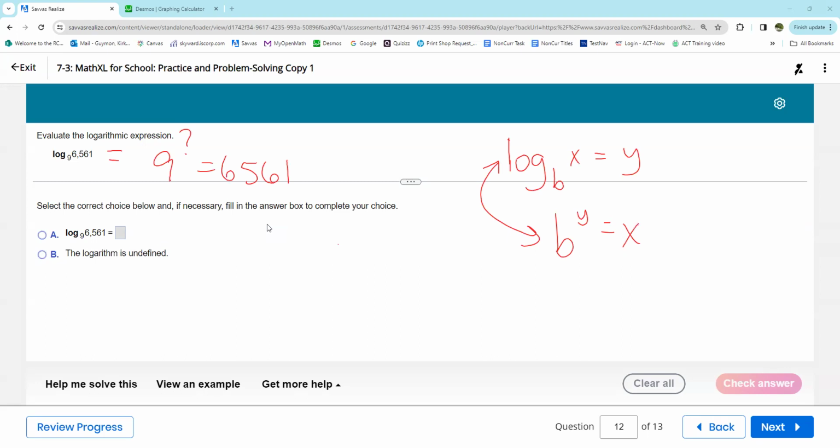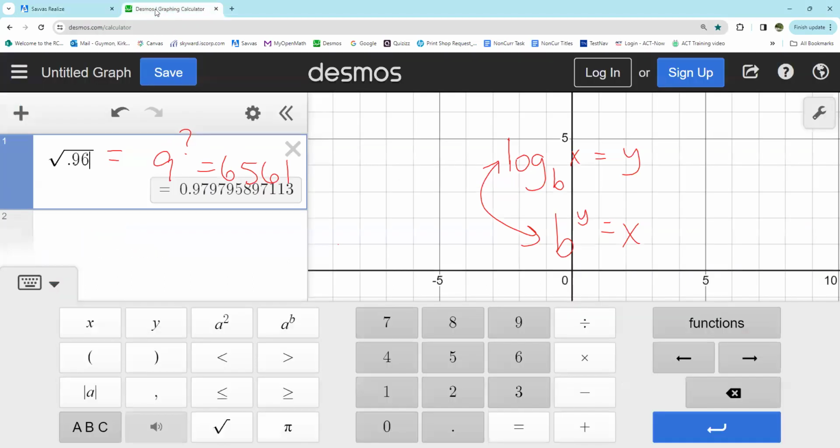Or I showed you when we were using Desmos how you can just type it in so you can find the solution. But just remember that is what a log means. The base to what power is the answer. The power is the answer to the log. And so I'm just going to put it in Desmos to find the solution, though, and to remind you that we just type it in.